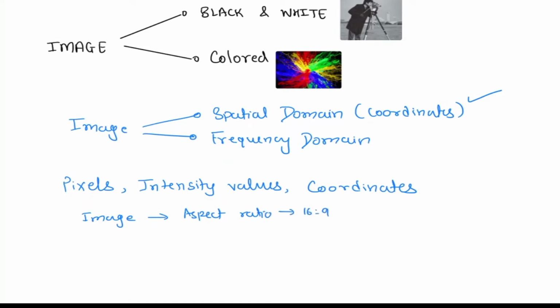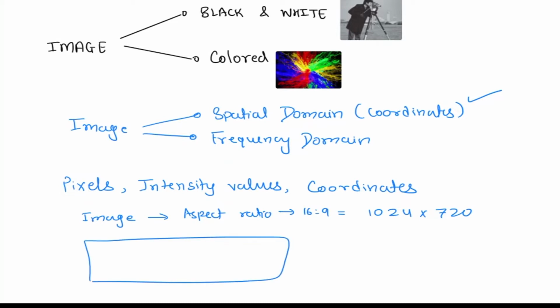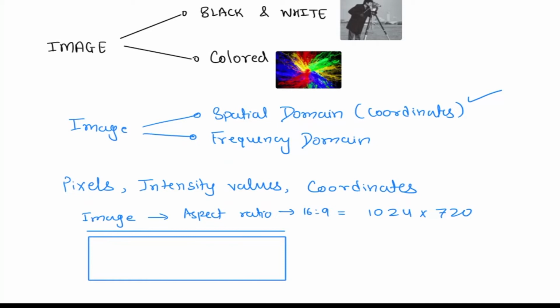Let us consider 16 is to 9. Among the other alternatives available are 4 is to 3, 1 is to 1, or any of the standard aspect ratios that are available. So 16 is to 9 can also be seen as 1024 pixels cross 720 pixels. Meaning, if this were your image, there will be 1024 pixels lined horizontally. So over here we will have 1024 pixels placed horizontally from left to right.